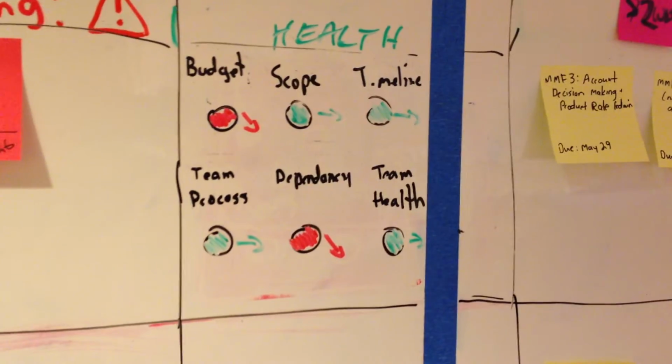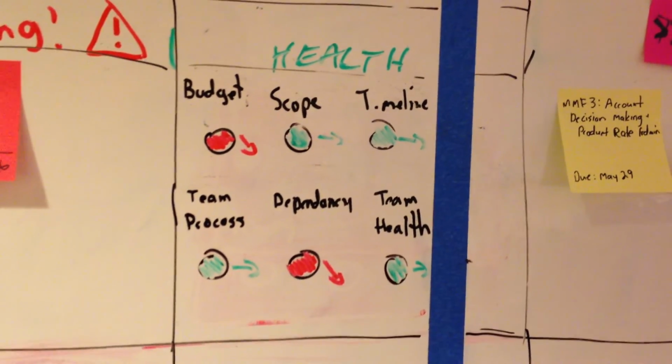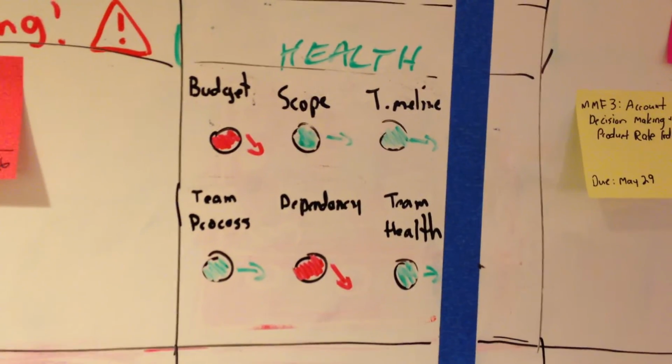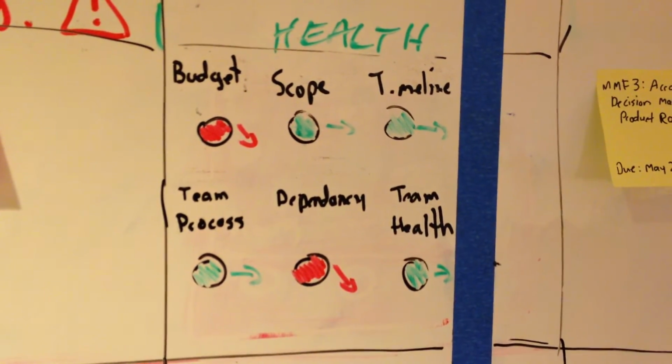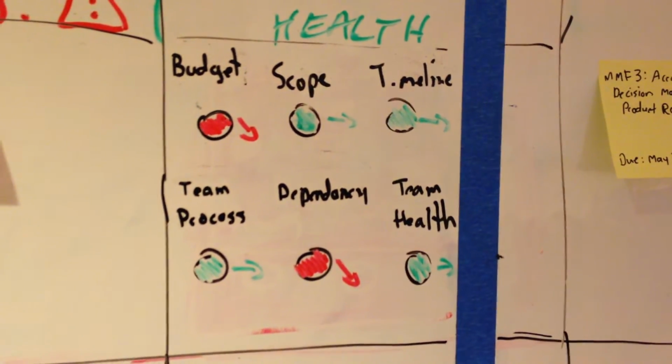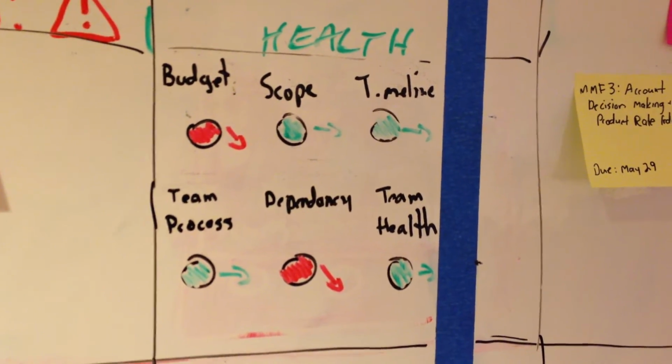The second one will be high-level status. We're going to use status updates from the PMO status report to show whichever metrics seem to make the most sense. Right here I'm just indicating budget, scope, and timeline. So this is showing that budget is red and it's getting worse. Scope is green, timeline is green.